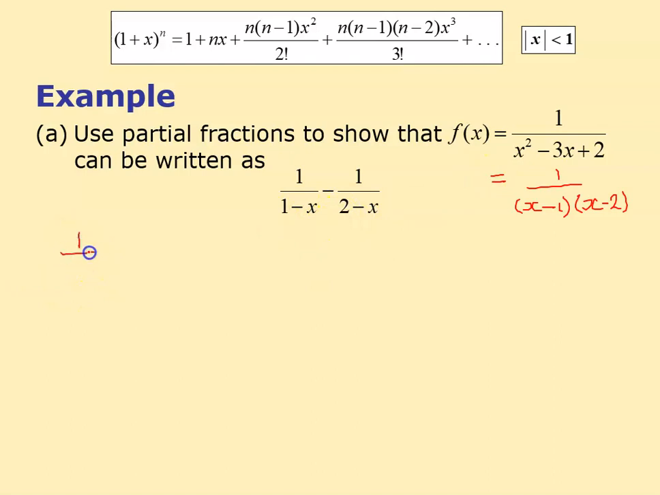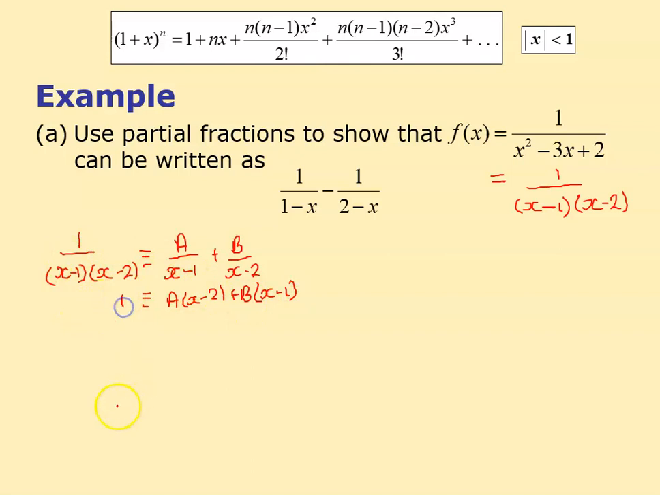So I'm going to say 1 over (x − 1)(x − 2). And I want partial fractions, so that's the equivalent of A over the first one plus B over the second one. I'll worry about the fact it doesn't say that in a bit. Okay, so let's just do that then. This is equivalent to A lots of (x − 2) plus B lots of (x − 1), and you probably know by now that that's effectively equivalent to 1.